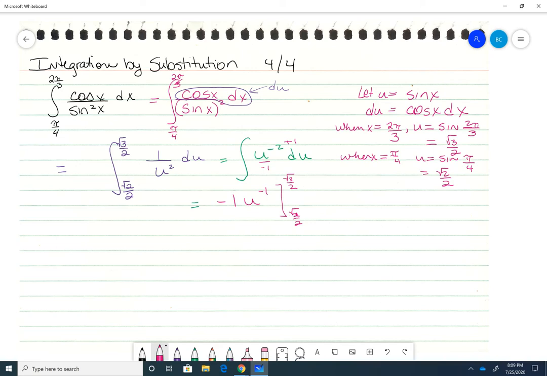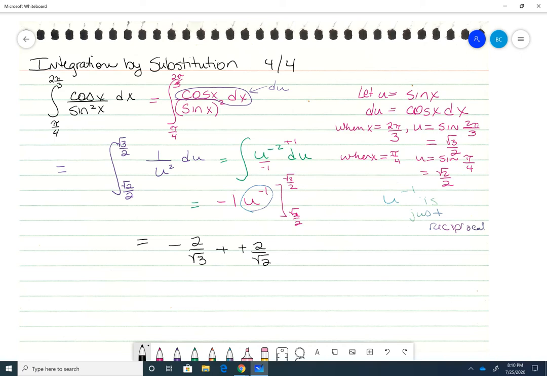Okay. So now a little trick here is that u to the negative 1 is just a reciprocal. That's not always talked about, but that's what that is. So when I do this, I'm going to have a negative 2 over the square root of 3 minus a negative 2 over the square root of 2. And that'll change to plus, because u to the negative 1 is just reciprocal in this case.